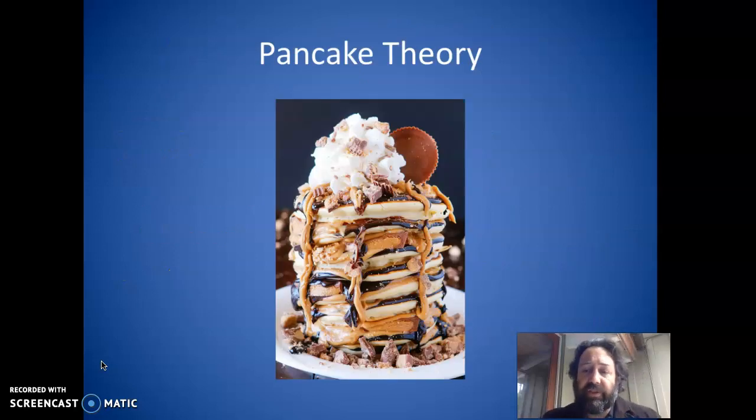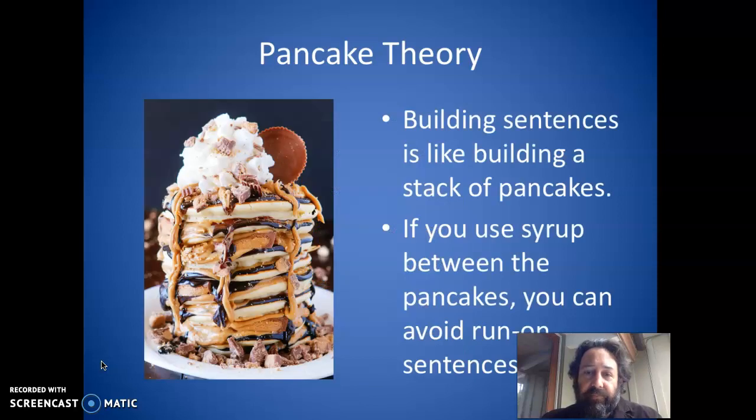Okay, the theory is pancake theory. If you can follow this and understand this, you shouldn't have issues with run-on sentences in the future. Building sentences and avoiding run-ons are like stacking pancakes. Just make sure you've got something between the layers of pancakes.